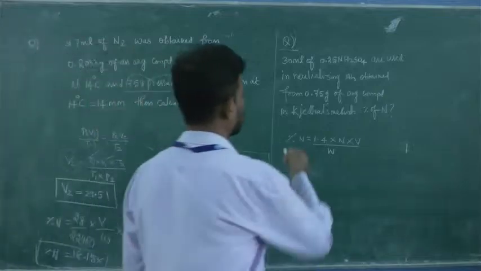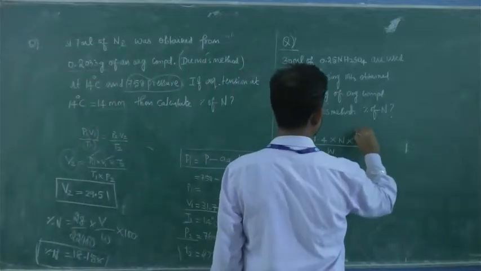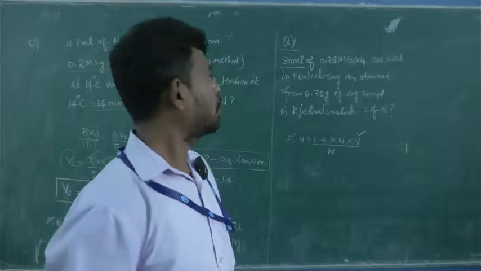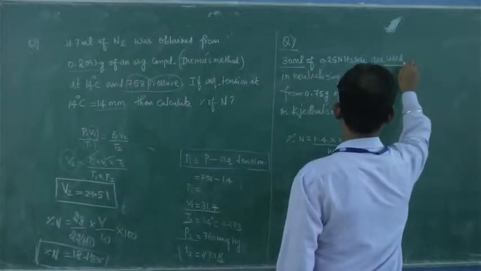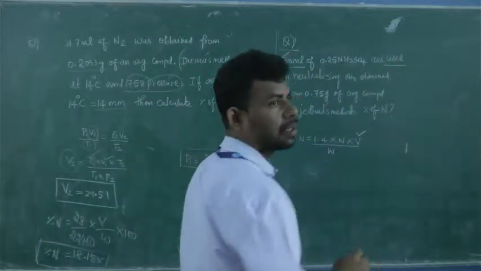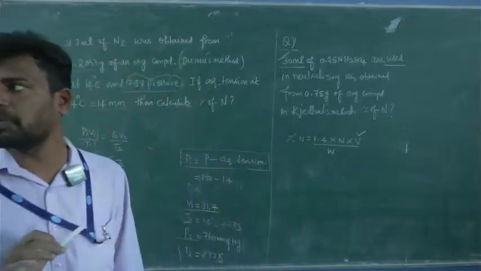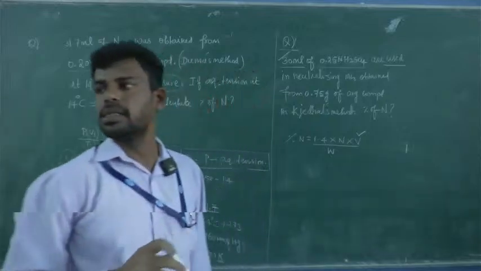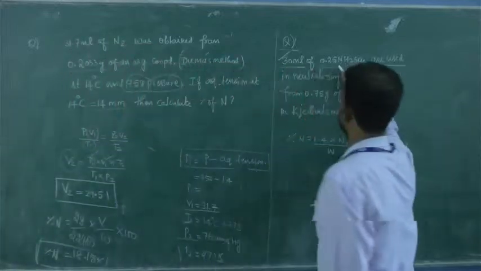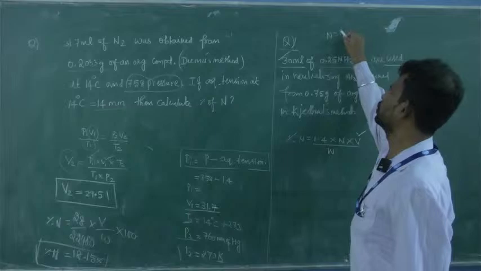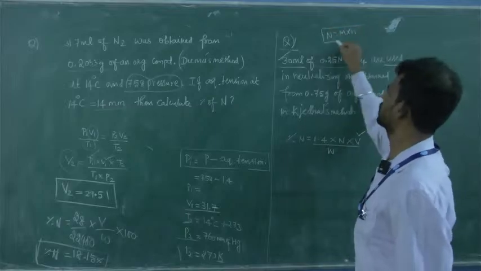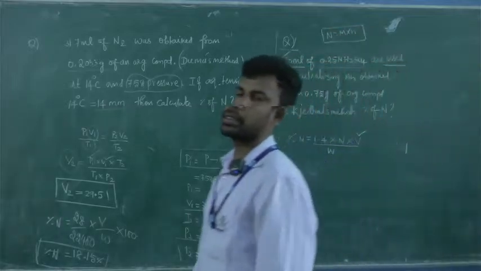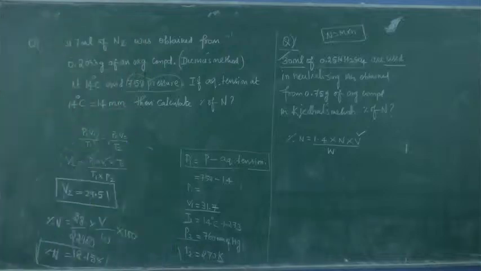So look at what data they have given. They have given 30 ml volume. Used is given, that is the volume of sulfuric acid that is used. 30 ml direct formula. And the normality also is given. Suppose molarity is given, normality is equal to molarity into N factor. Please note this. So if molarity is given, you have to convert it to normality.